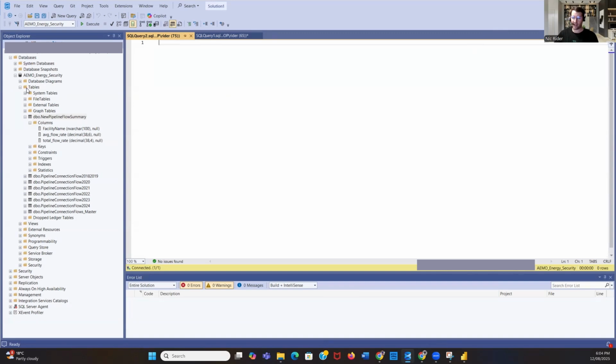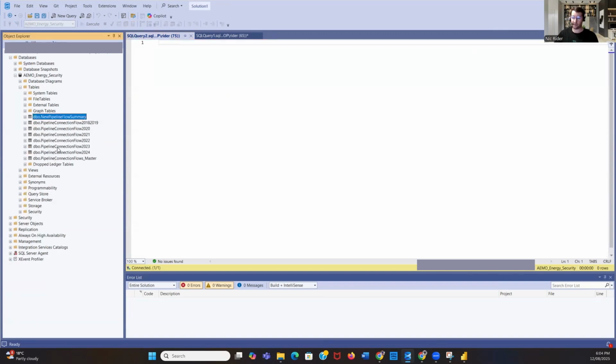Okay, I've expanded the tables here, and I've got all these different tables. These are all CSVs that have been extracted from the AEMO website under the gas markets tab. So it's all the different pipeline connection flows from 2018 down to 2024.